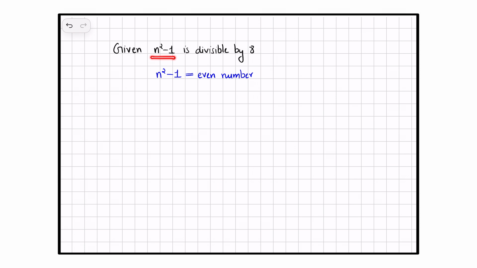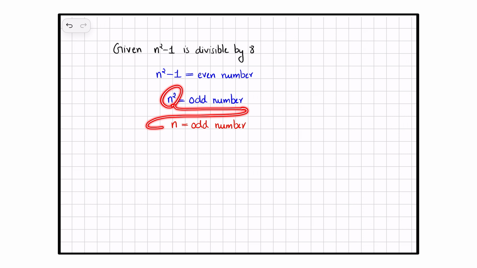Why? Because n square minus 1 is divisible by 8, and if it is divisible by 8, it means it is an even number. Further, this means that n square will be an odd number. Why? Because we have removed 1 from n square minus 1. Further, we can understand that n will be an odd number. Why? You take any perfect square which is an odd number, the square root of that will always be an odd number.